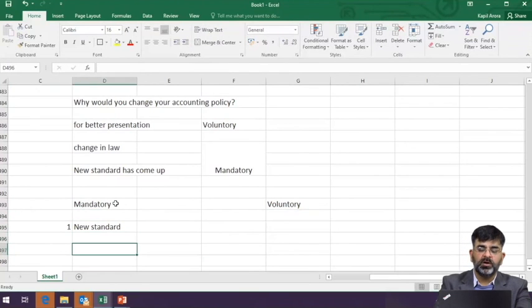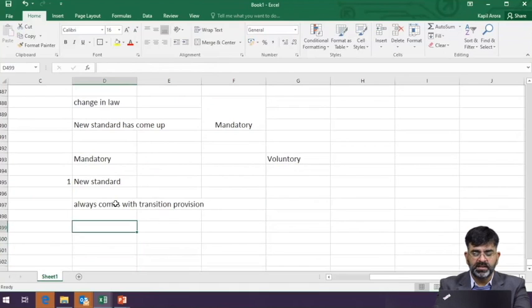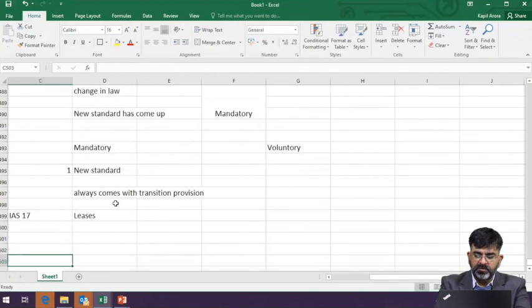A new accounting standard always comes with a transition provision. What does it mean? For example, let's say we had an earlier standard for leases, IAS 17. Now we have the new accounting standard, IFRS 16.